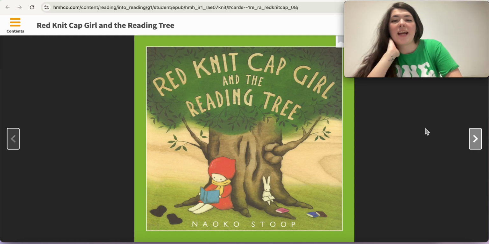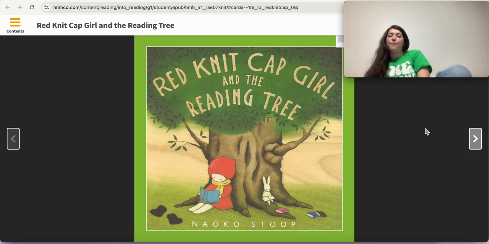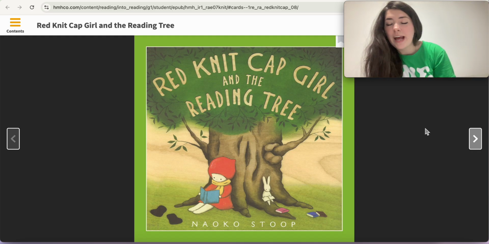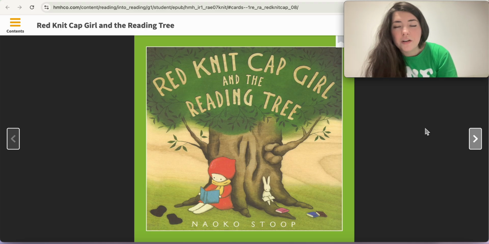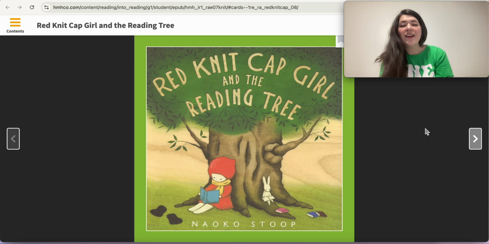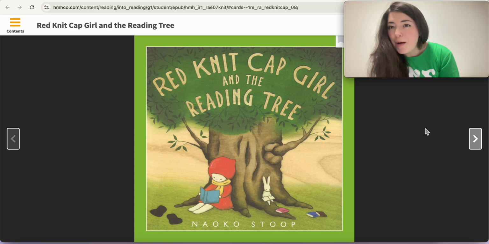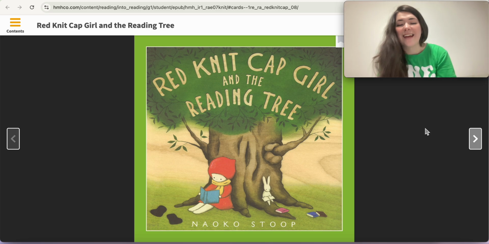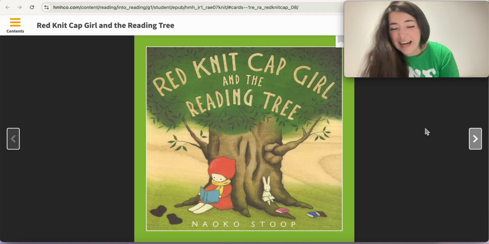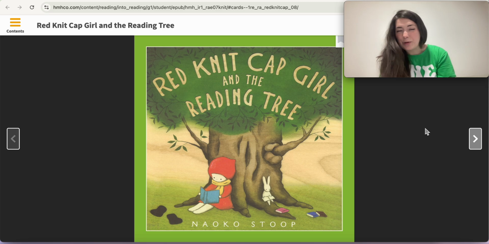So our story today is a story called Red Knit Cap Girl and the Reading Tree. And that is a mouthful. Can you try saying that? Red Knit Cap Girl and the Reading Tree. Well, that's a mouthful to say. This story is written by Naoko Stoop, who is the author, the person who writes the words.